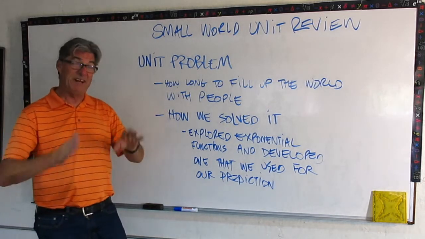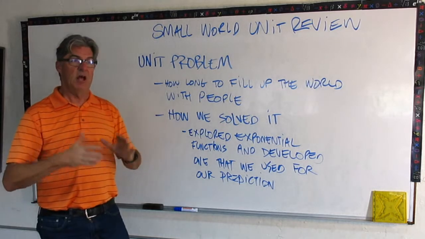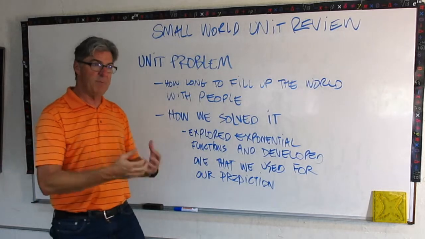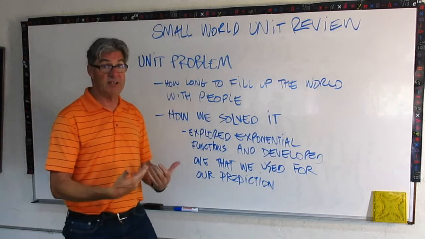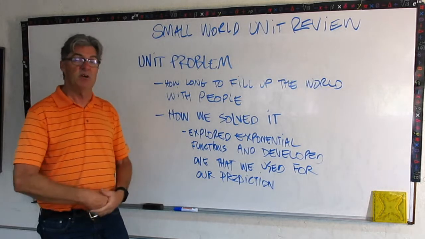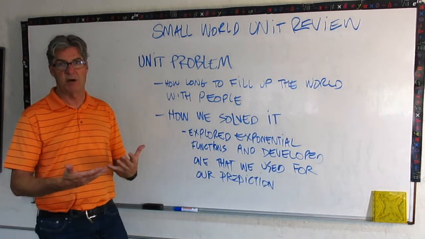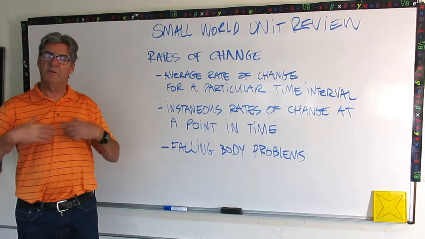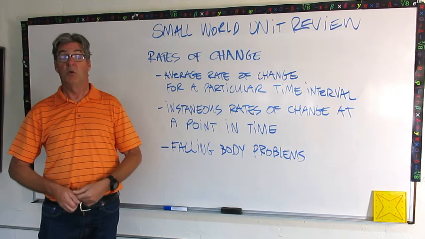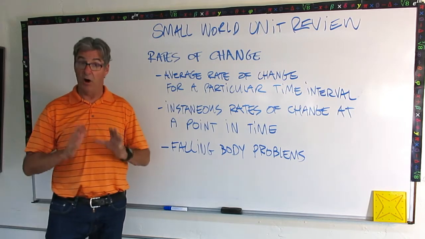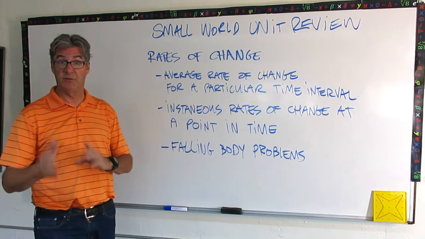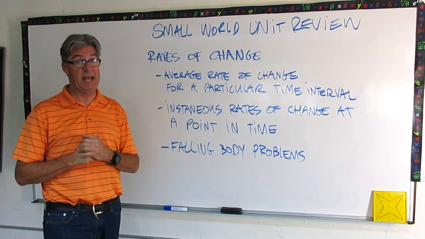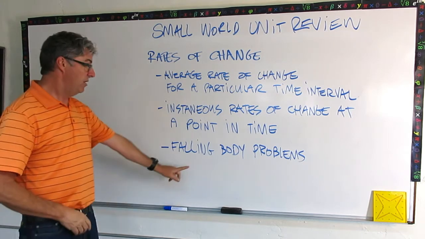So there's more to it, but in a nutshell, this unit explored exponential functions and derivatives along the way to developing the correct form and ultimately the correct equation that we used to predict when world population will reach that magic number, which was something like 1.6 times 10 to the 15 people. So one of the first concepts that we explored was looking at rates of change. And ultimately, we developed a method that involves derivatives for how to calculate the instantaneous rate of change at a point in time. So a lot of these problems dealt with falling bodies.